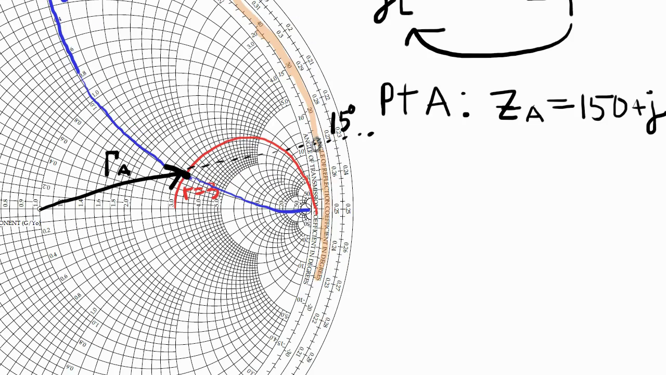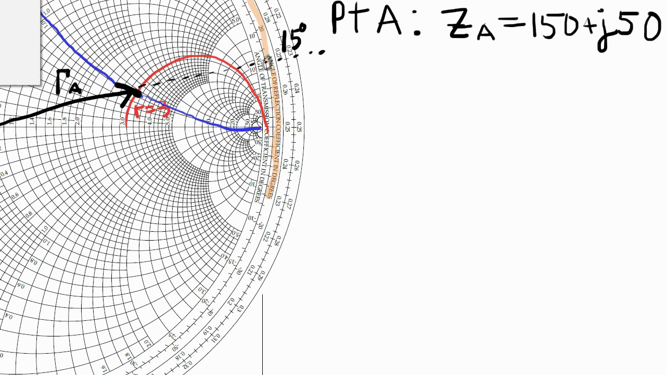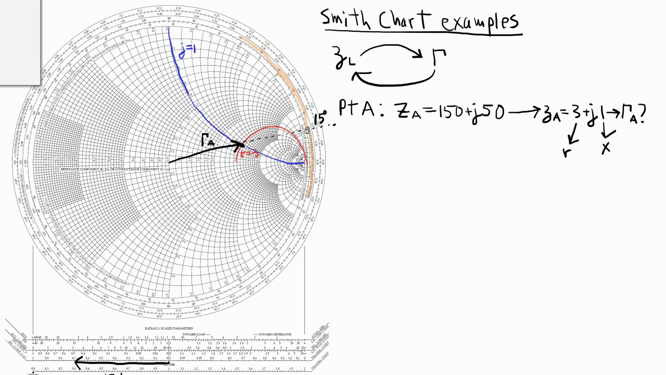So now I found both the magnitude and the angle of the vector gamma, and that's it. I've used the Smith chart to quickly plot my impedance point and then basically read off the corresponding gamma, which in this case has a magnitude of 0.7 and an angle of 15 degrees.